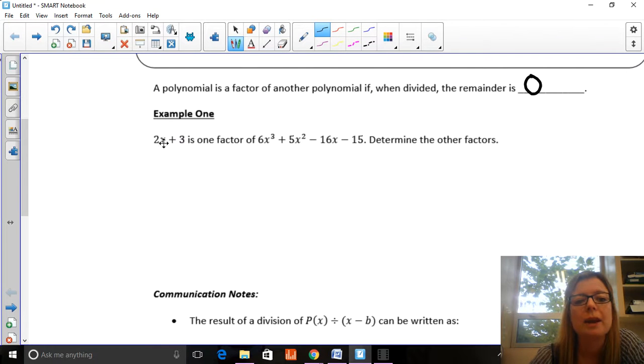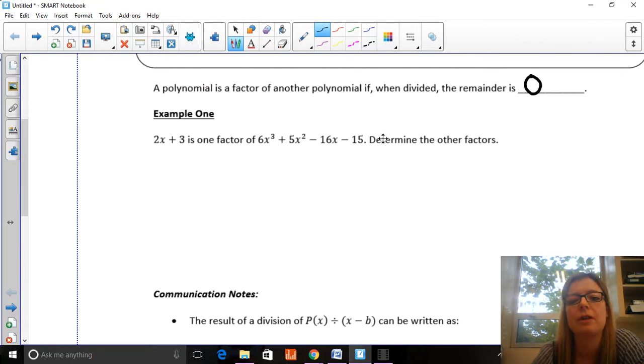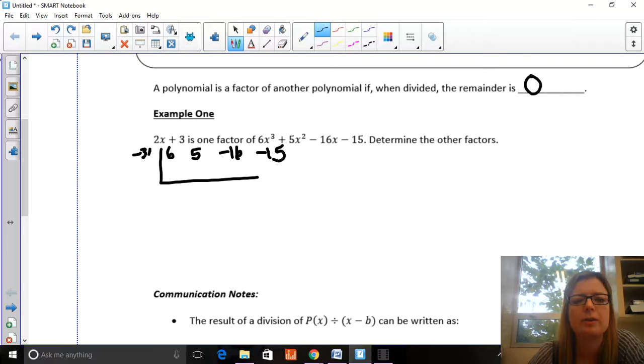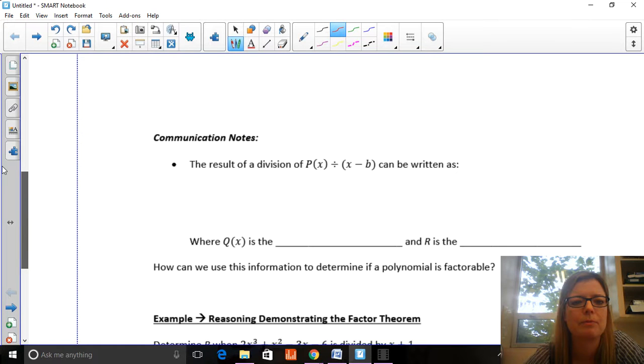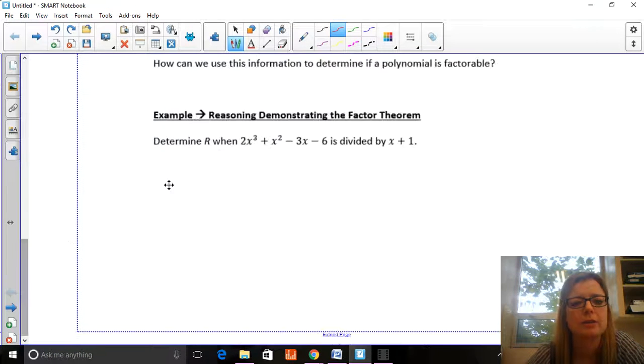So in this question, 2x plus 3 is one of the factors of this polynomial. Determine the other factors. Well, since it is a factor, we know that when we do synthetic division, we will get a remainder of 0. So watch what happens. So we do our synthetic division. Okay, and remember we're dividing by minus 3 over 2. Since 2x plus 3, the x-intercept of that would be minus 3 over 2. So, I'm having a bit of trouble with my technology today, but hopefully we can make it through this now.